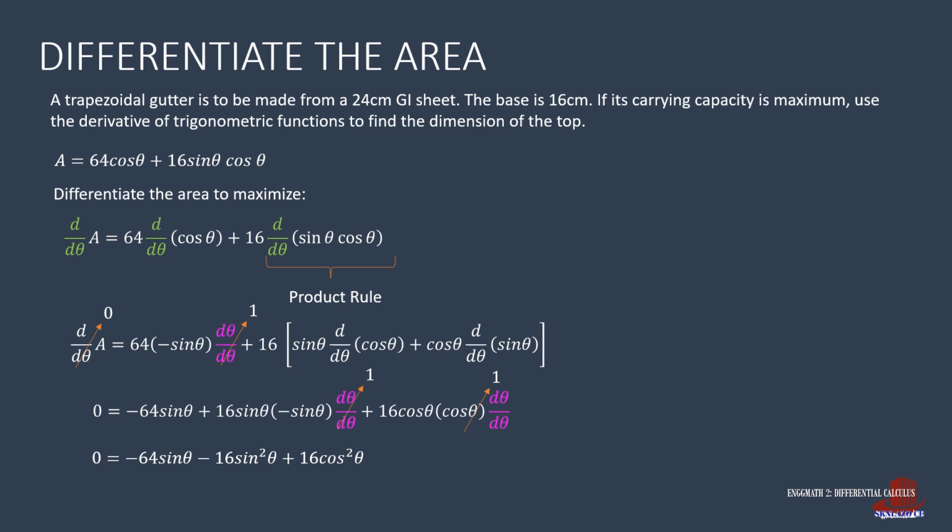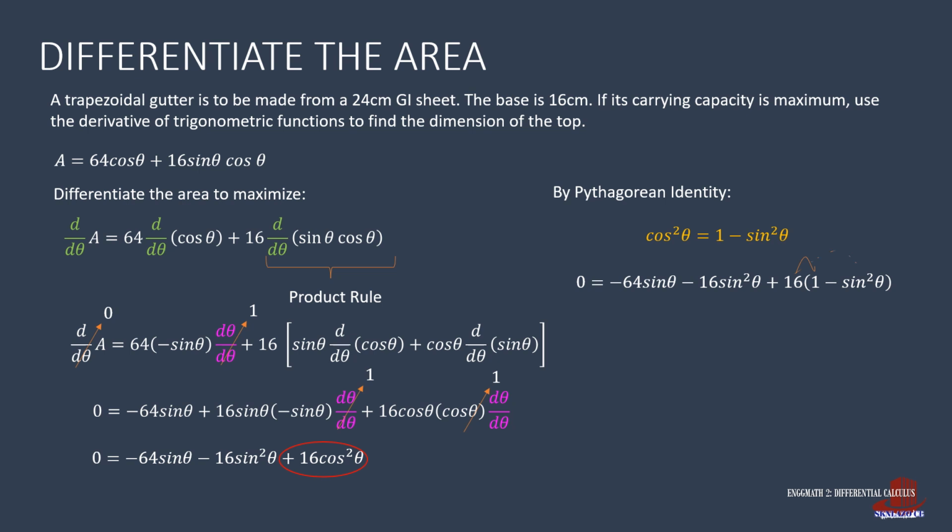Now the function is in terms of sines and cosines. And since there are more sines, we can transform the cosine to easily manipulate the function. To transform cosine into sine, use the Pythagorean identity, which states cosine squared theta is equal to 1 less sine squared of theta. Plug this identity into the function and get 0 equal to negative 64 sine theta minus 16 sine squared theta plus 16 times the identity 1 minus sine squared of theta.